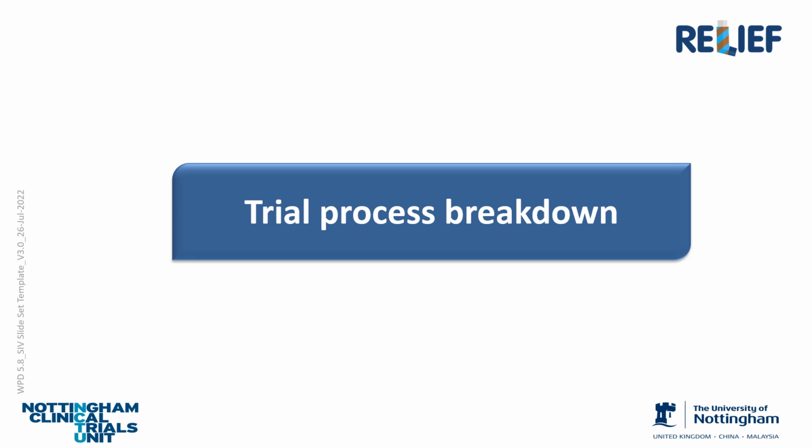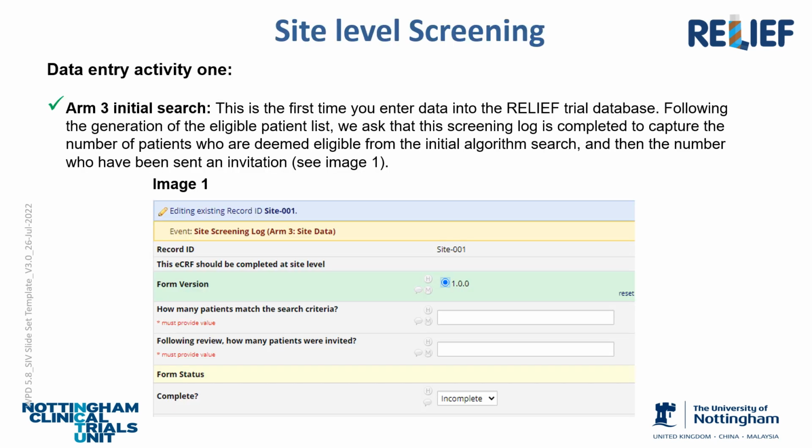The Relief Trial Process Breakdown. Site Level Screening, which is Data Entry Activity 1. Arm 3 Initial Search. This is the first time you enter data into the Relief Trial database.